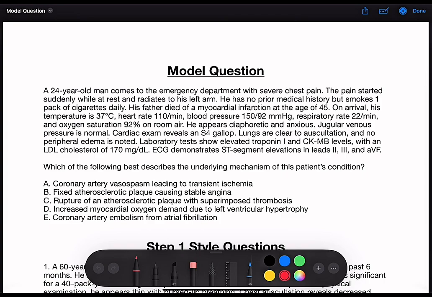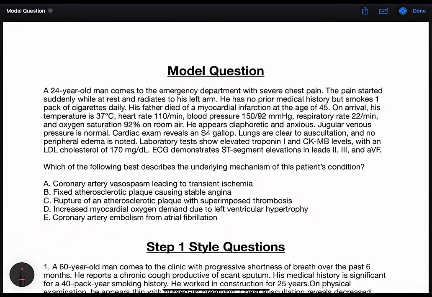In this question stem, a 24-year-old man comes to the emergency department with severe chest pain. The pain started suddenly while at rest and radiates to his left arm. This was the intro or the presenting condition. Then we have medical history, or the history of the patient. He has no prior medical history but smokes one pack of cigarettes daily. His father died of a myocardial infarction at the age of 45. This was history.